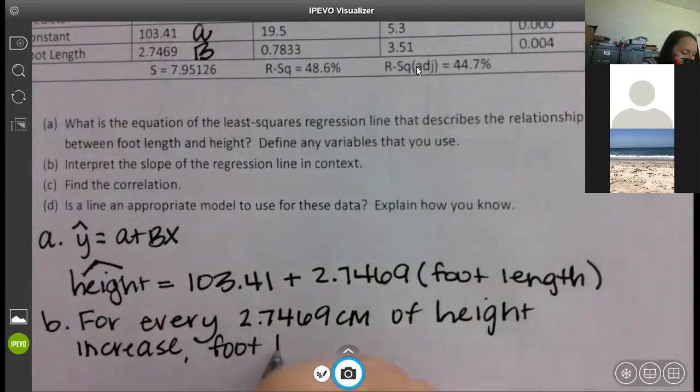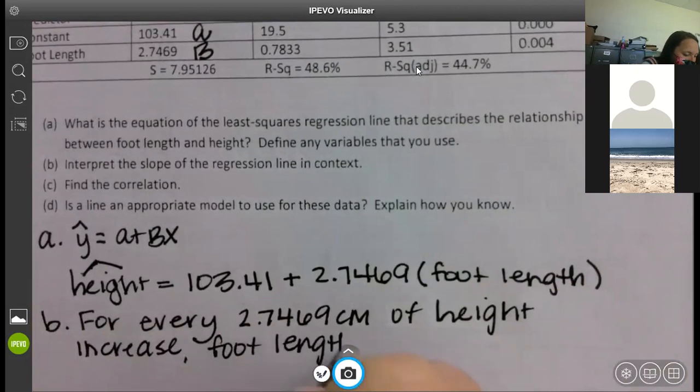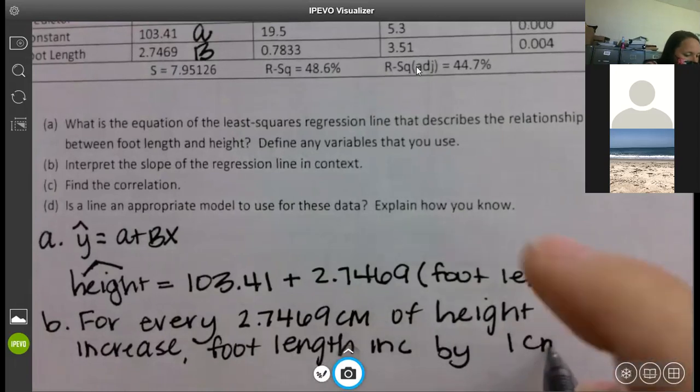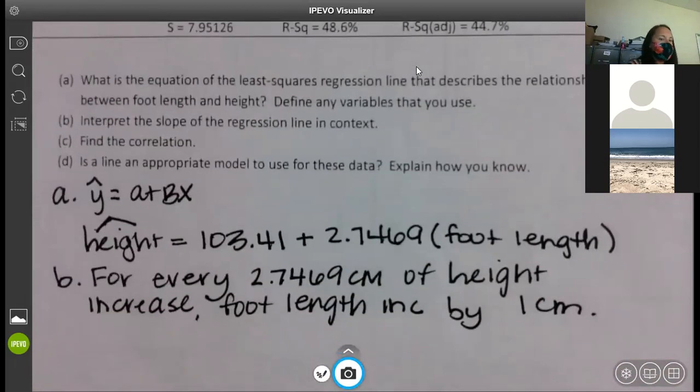Foot length increases by 1 centimeter. That'll look exactly the same, or it could be a decrease if it's a negative. So just be careful about that. They're all the same. For every y, how does x change?